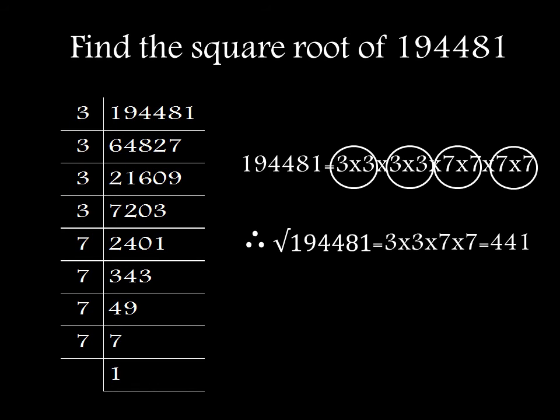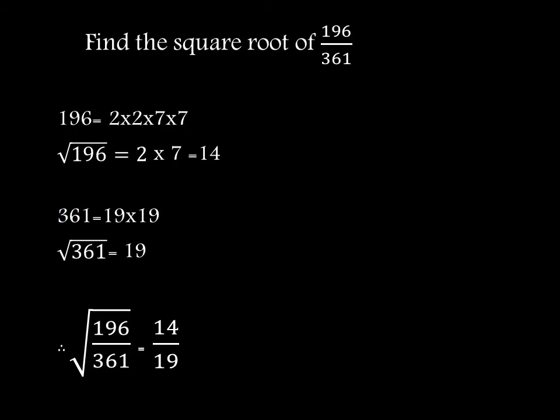Let's find the square root of 194481. The square root of 194481 is 441. Let's find the square root of 196 upon 361. If you look into the working of the sum, you will notice how 196 and 361 are represented by their prime factors. We see that the square root of 196 upon 361 is 14 upon 19.